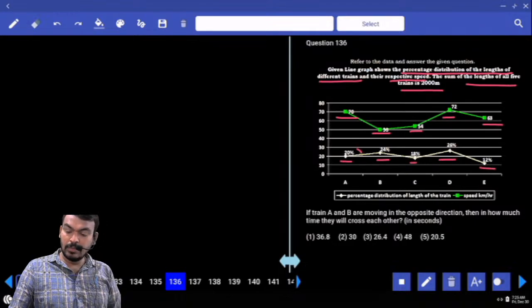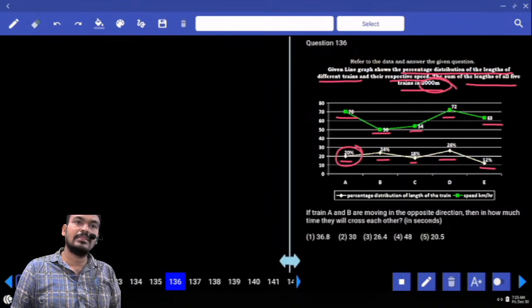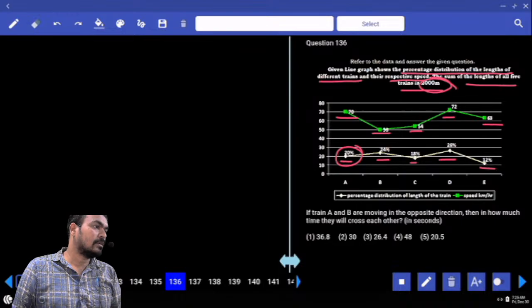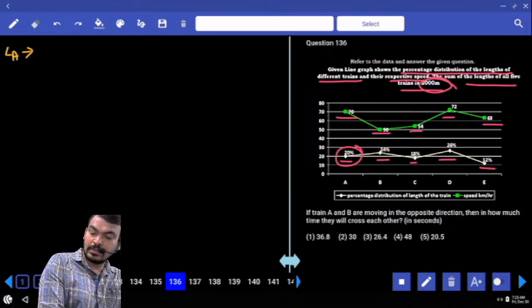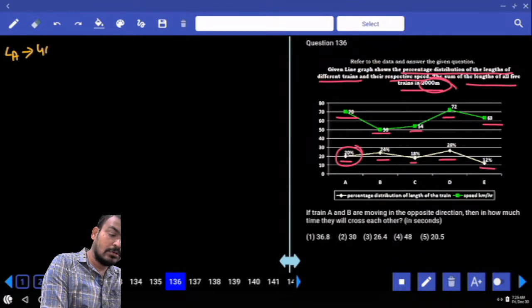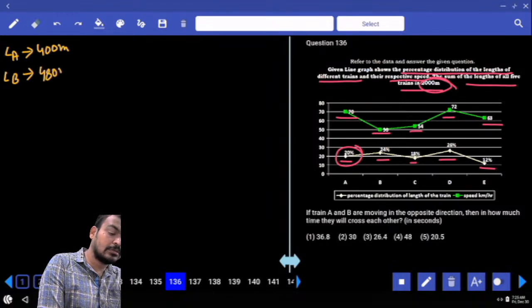20% of how many meters? 2000 meters. That is the length of the first train. Length of train A is how much? 20% of 2000 is 400 meters. Length of train B is 24%, which means 480 meters.